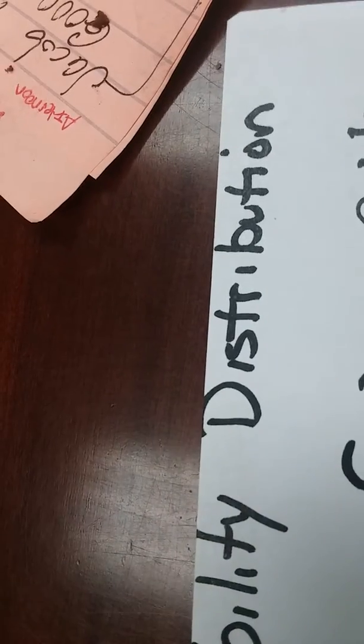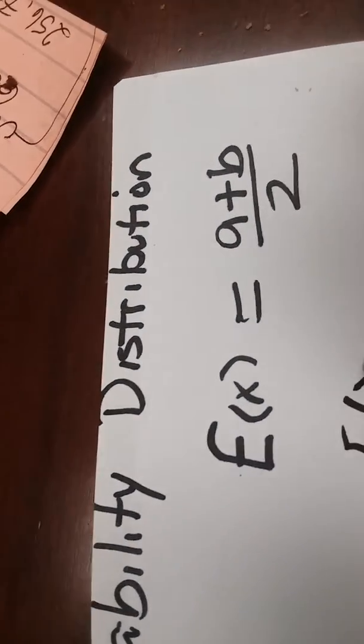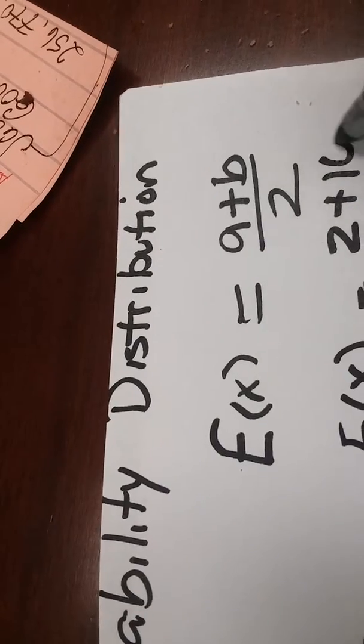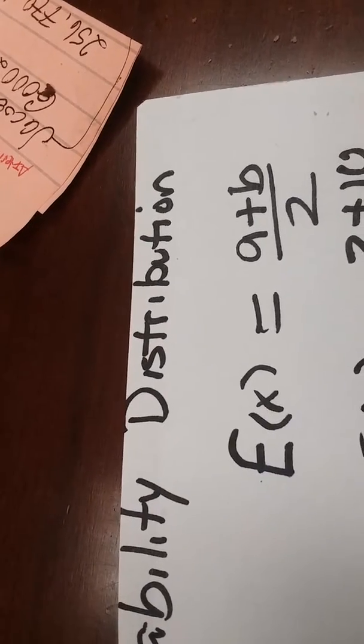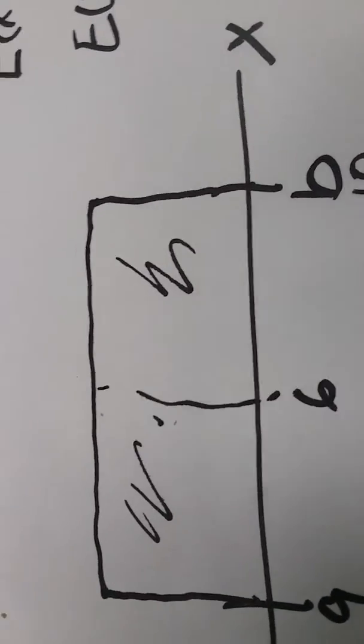So let's say this were 10 and this was 2. The expected value of our variable would be 2 plus 10 over 2, and that's 6. That expected value would fall right in the middle here, between 2 and 10. And that's because we have a uniform distribution. The probability is equal for all values of x.